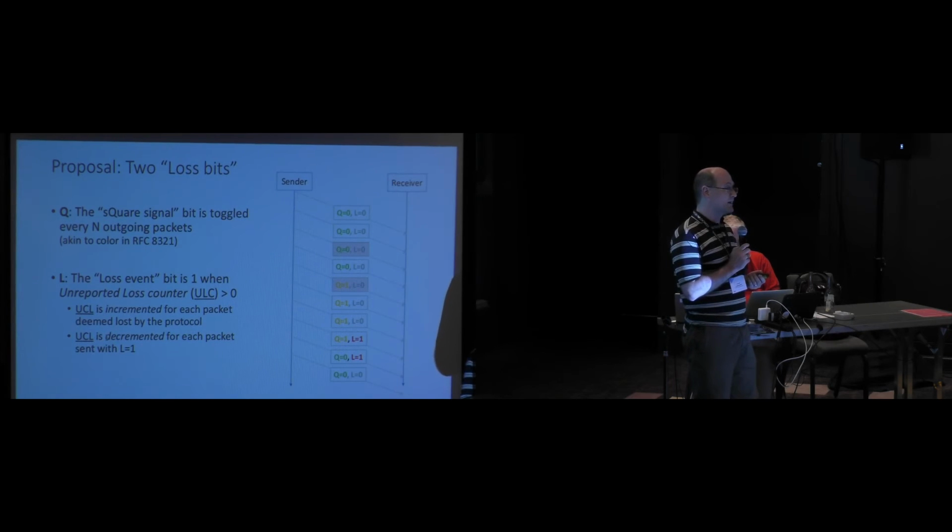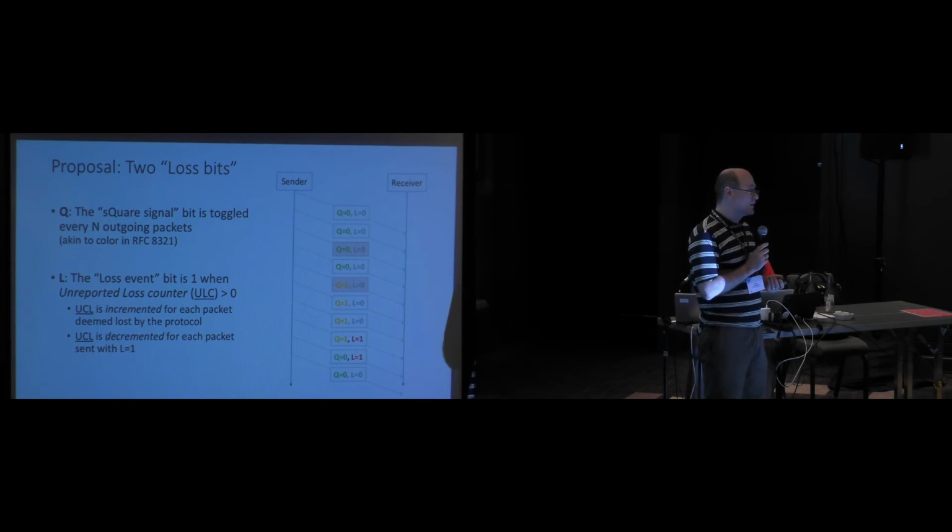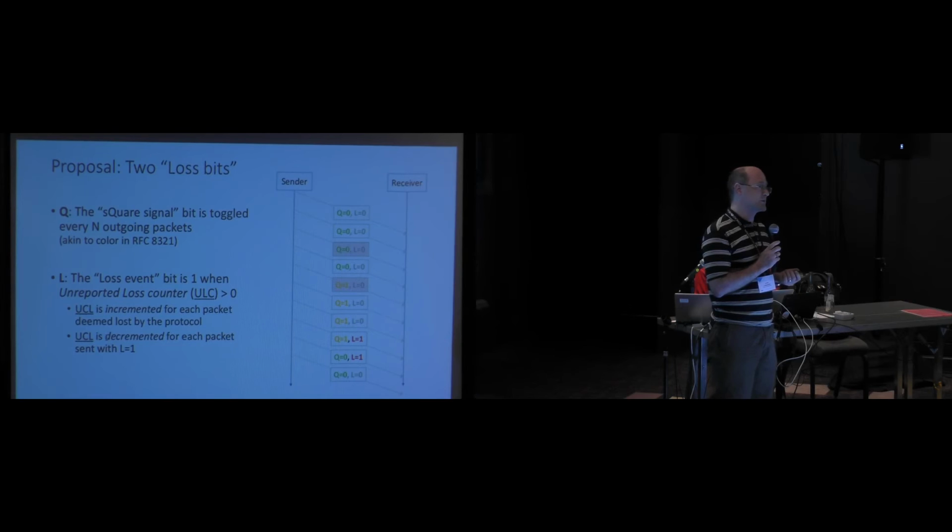bit is an L bit, for loss event bit. It is set when there is a special unreported loss counter which is greater than 0. The unreported loss counter is maintained by the sender. When there is a packet that the sender sent and the sender deems it lost, it increments the counter. When a packet with L equals 1 is sent, the counter is decremented.